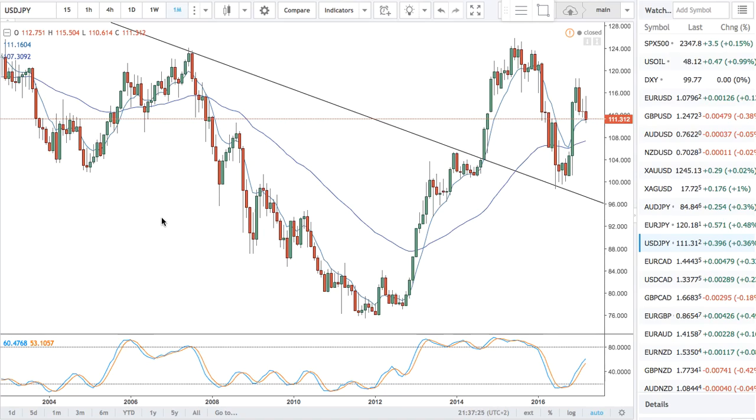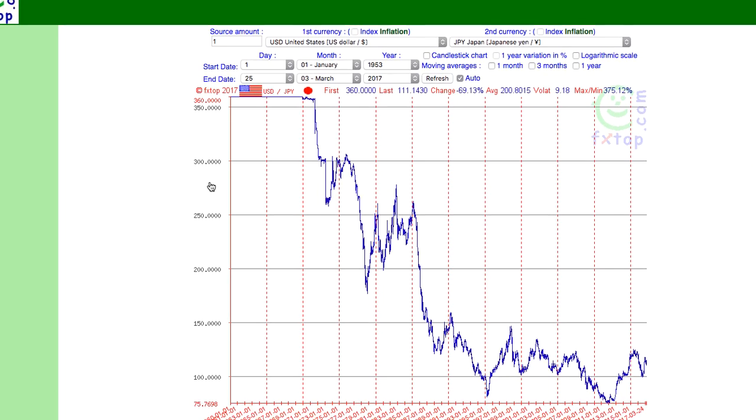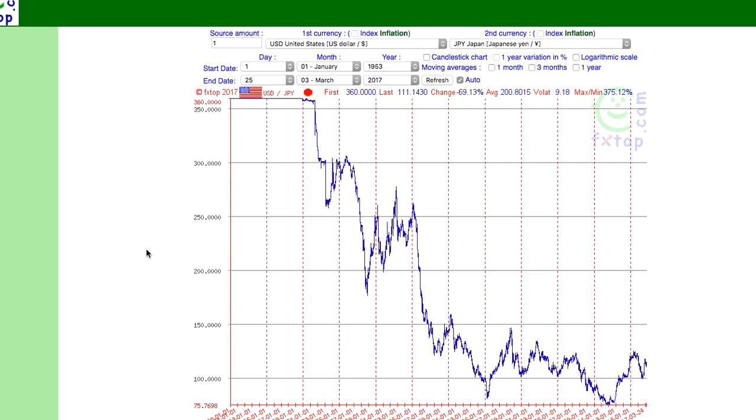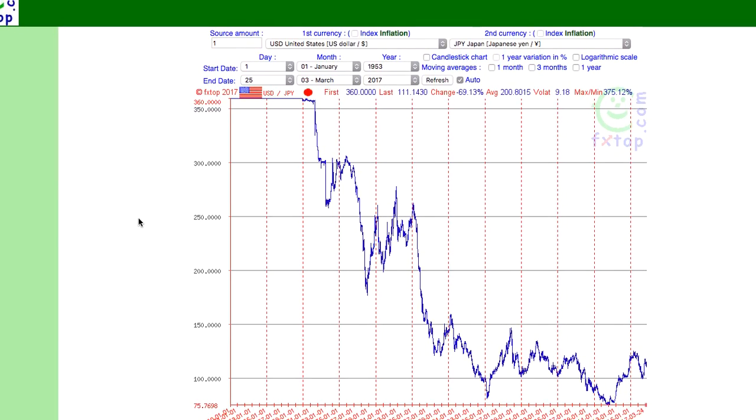So I'm going to refer to the long-term chart in dollar yen because the one I have in front of me only goes back to 1993. The long-term dollar yen chart goes back to 1971 when Nixon closed the gold window and the US came off the gold standard. You can see the date at the bottom. It's on FX top.